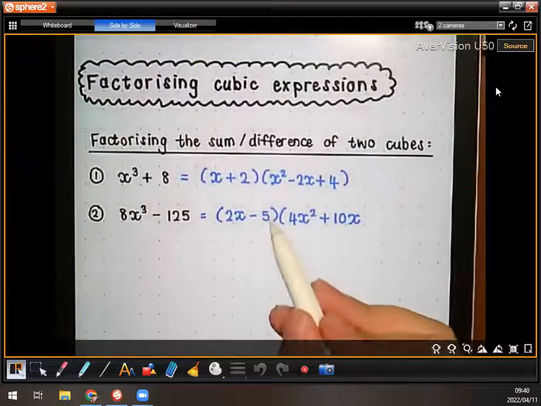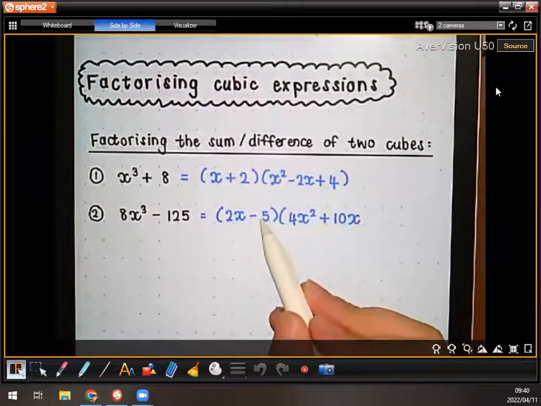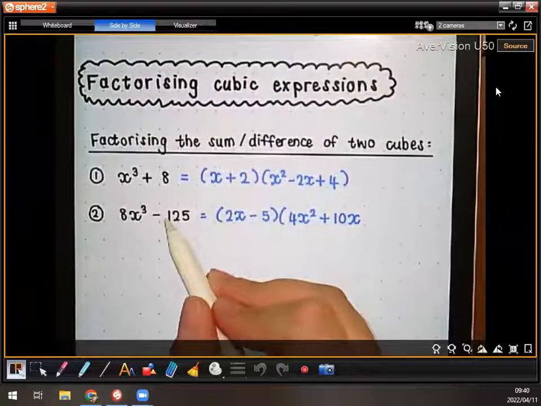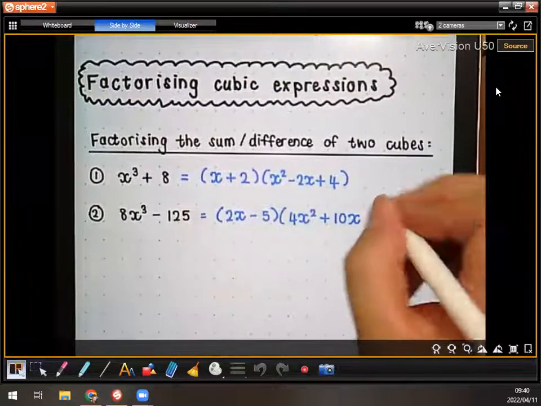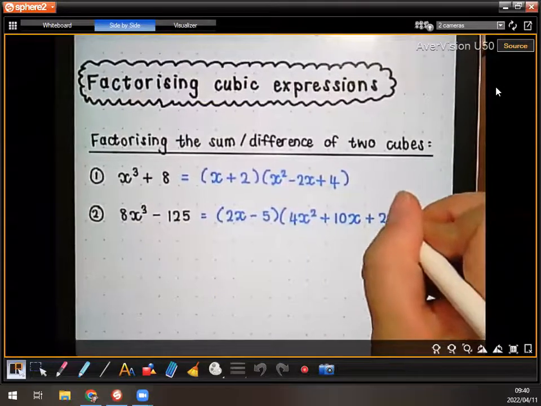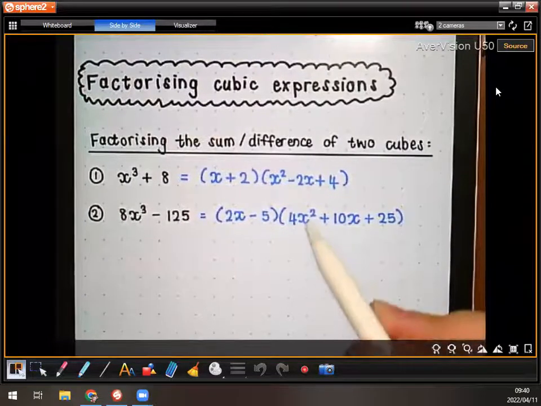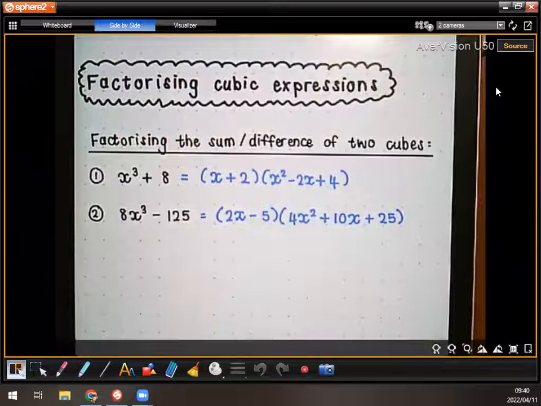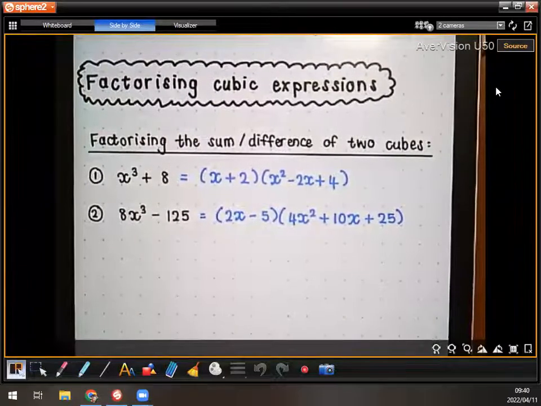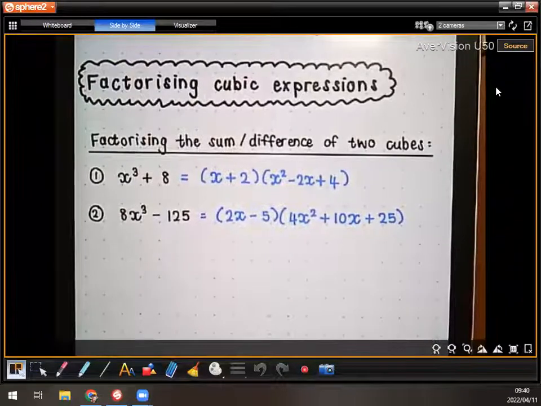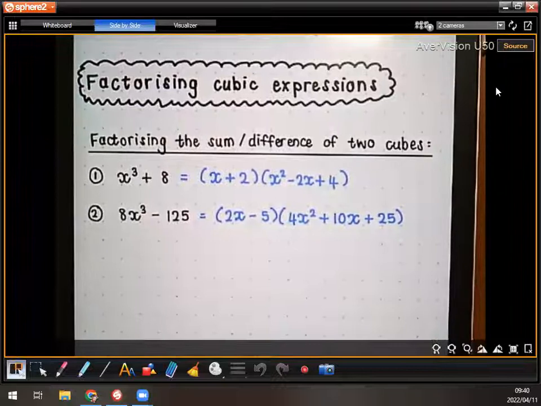And now what must I multiply negative 5 by to get negative 125? Positive 25. Or you can just look at it as, I'll take the negative 5 and square it, which is positive 25. Okay, so those are very specific cubic expressions, which you need to use a very specific way of solving for.